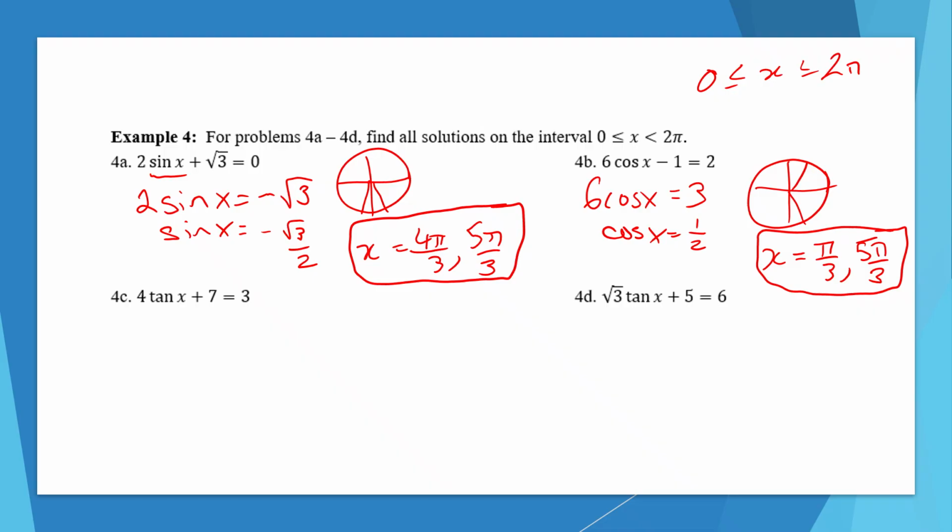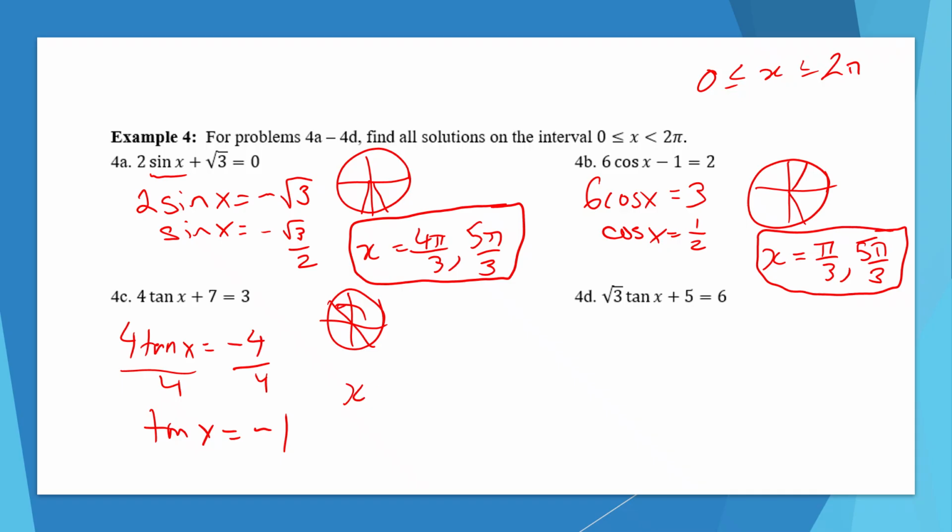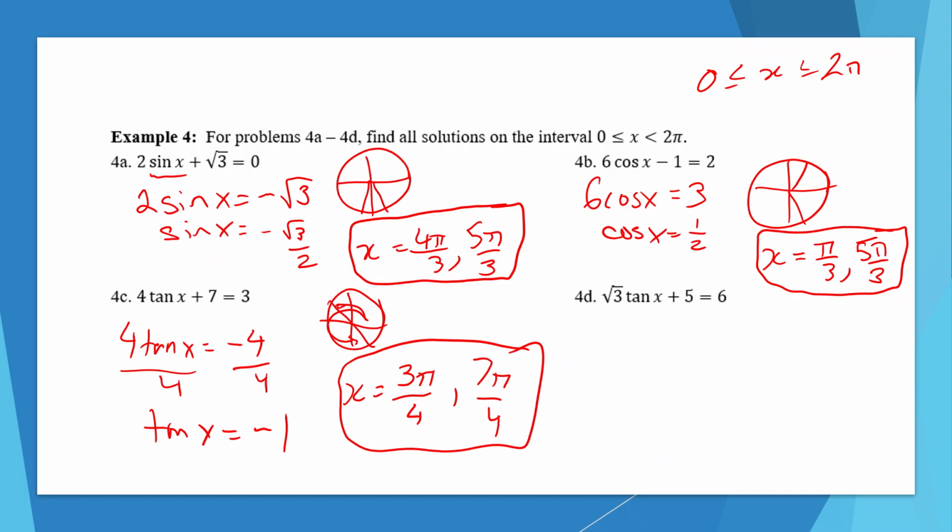All right, now we have 4c. This should be subtract 7. So 4 tan x equals negative 4, then divide by 4 there to isolate the tangent. So tan x equals negative 1. I know that tangent of x will equal negative 1 at 3 pi over 4 is the first time that happens. So x equals 3 pi over 4. And it's also going to be at 7 pi over 4. So remember, we can't add the pi k anymore. It has to be the two exact angles.